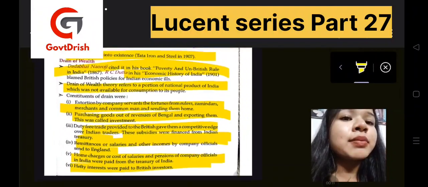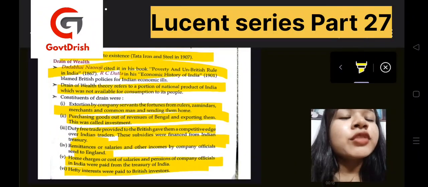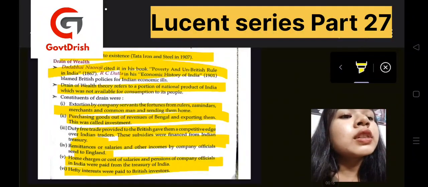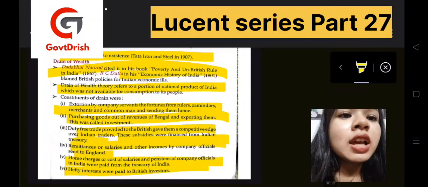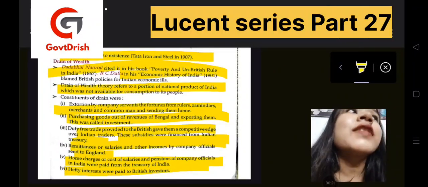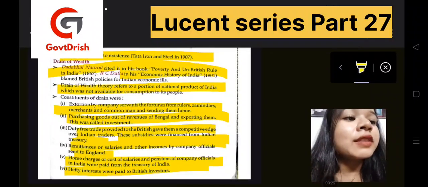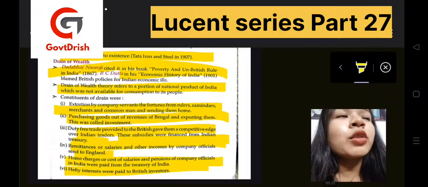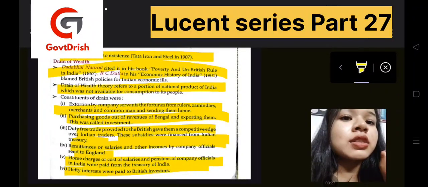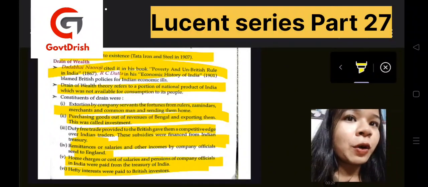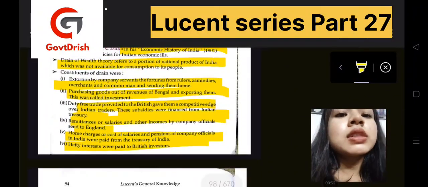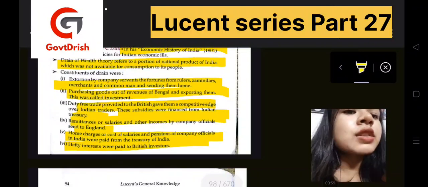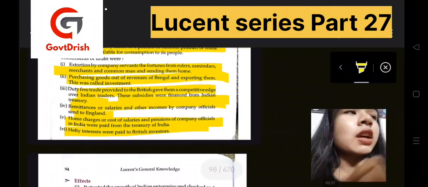I've highlighted some points. Drain of wealth means that a portion of the national product, a portion of what the nation has produced, was taken away as a foreign export and was not consumed by its own people or its own countrymen. This is the basic understanding of drain of wealth. Now, what were the constituents of the drain? First, there was extortion by company servants.